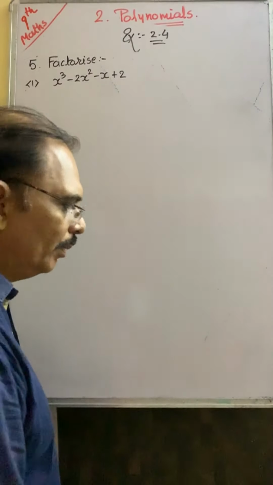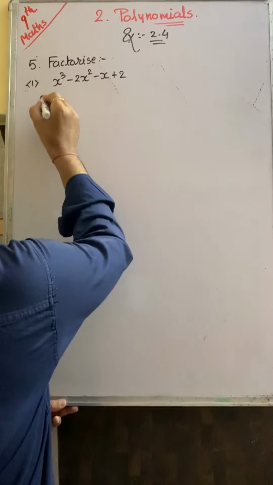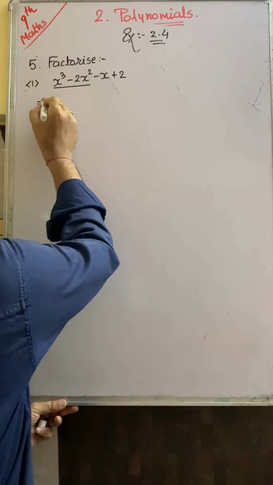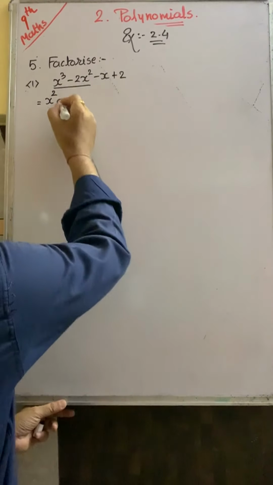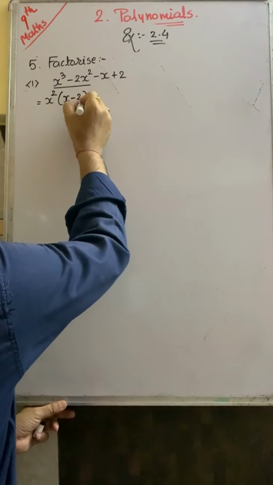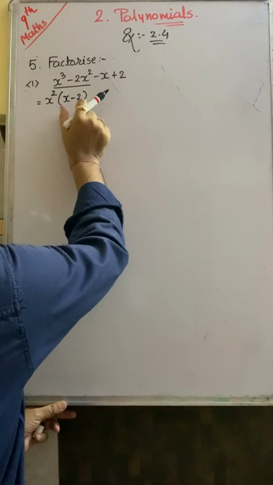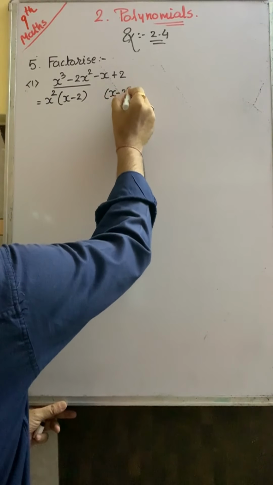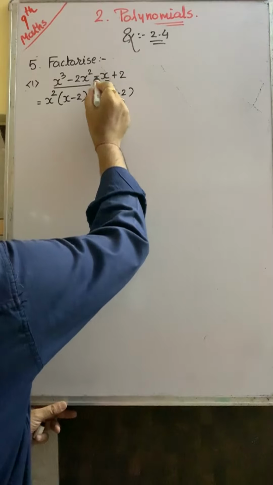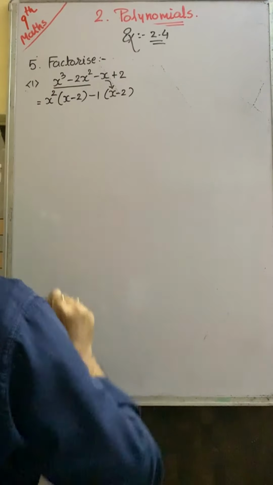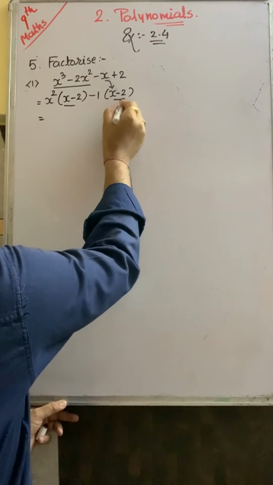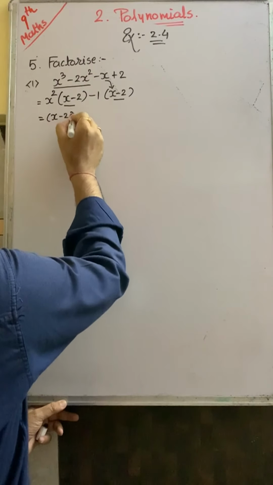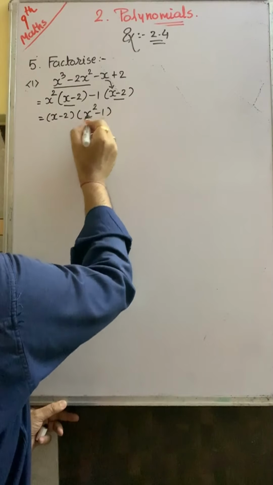Okay, so here simply, if you make a pair of the first two, then you can take common x square. Remaining is what? 1 times x minus 2. And here I have placed this x minus 2 already. X is inside, the remaining is minus sign, nothing, means 1. Okay? Now x minus 2 common. Remaining is x square minus 1.